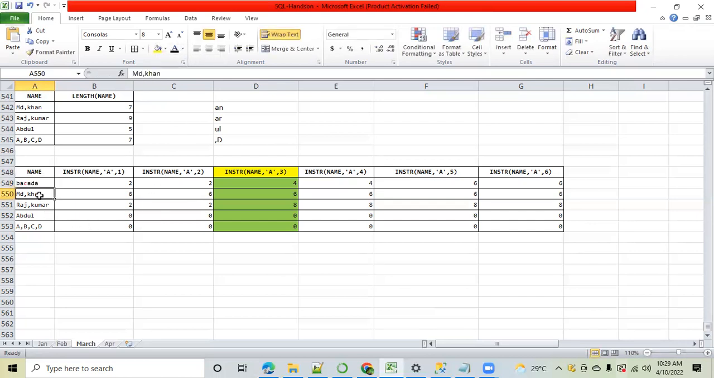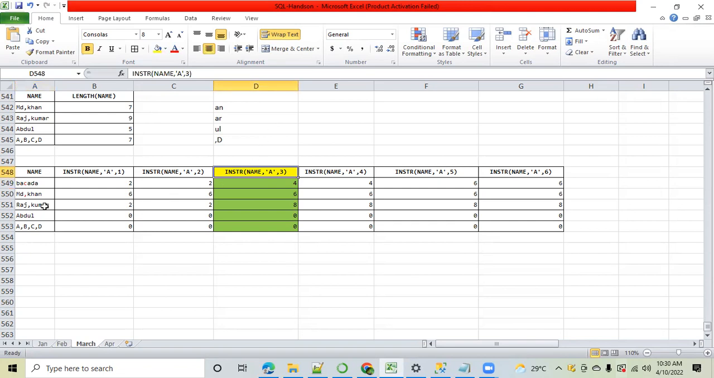Similarly, MD, comma, Khan, why is it 6? Now let's try to understand. Your SQL engine is standing at which character? The third character. The third character is comma. Okay, this is the third character. Is this clear? Yes. Now what is the value of the fourth argument here? By default, 1 occurrence. 1.